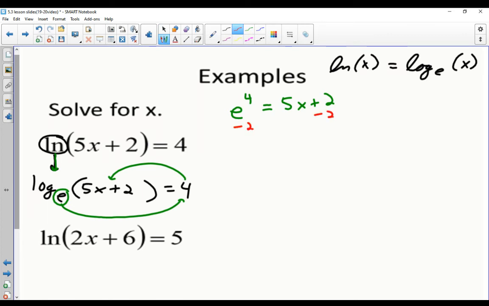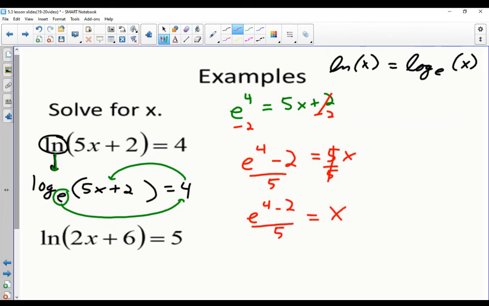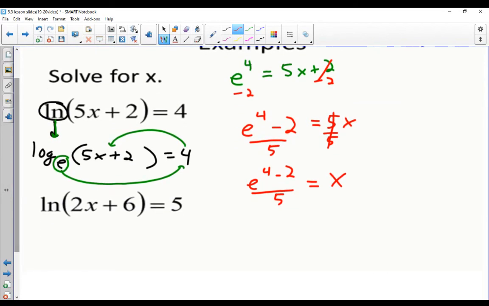First, we'll subtract the 2. Well, you can't really subtract 2 from e to the 4, so you'll just have to write e^4 minus 2 equals 5x, and then divide by 5. So then you'll have (e to the 4th minus 2) all over 5 equals x. Now, the Hawks program will not let you put this in as your final answer. You actually have to plug that into your calculator. So, give me a second. I need to rewrite this as (e to the 4th minus 2) all divided by 5 equals x.